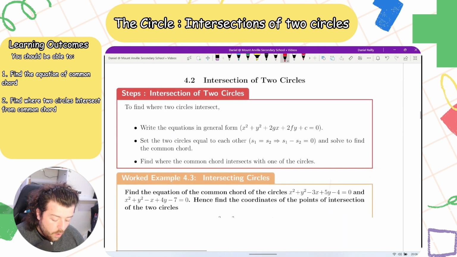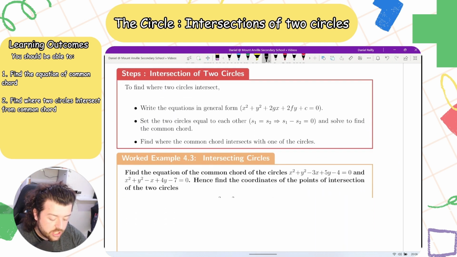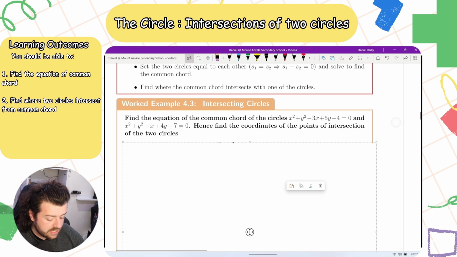So we first have to write our equations of a circle in the general form as such here: x squared plus y squared plus 2gx plus 2fy plus c equals 0. Then we set the two circles equal to each other, and we take them away from each other and let it equal 0. Once we solve that, we get an equation for the common chord. And then we find where the common chord intersects with the circle via the intersection of a line and a circle method. So let's have a look here.